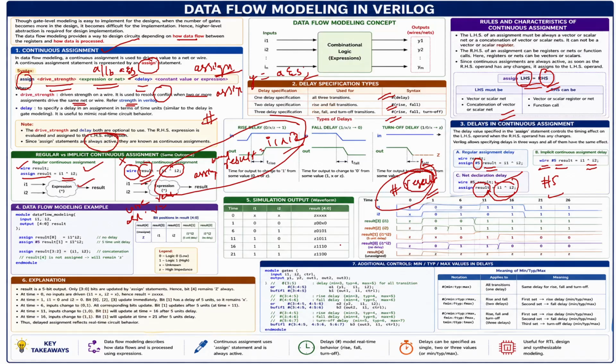So this is the basic example for data flow modeling. I am taking the inputs I1 comma I2, and then the output, whatever results we are taking. And then this is the assign statement. I am representing result 0 as I1 XOR with I2, no delay, and then some regular delay you are taking. So assign result equal to I1 XOR with I2. Then result 3 down to 0, I1 comma I2, some concatenation operation we are getting. Concatenating means both the inputs are taking place here.